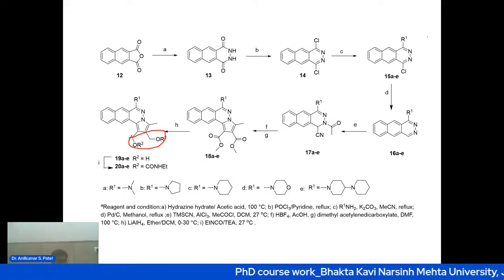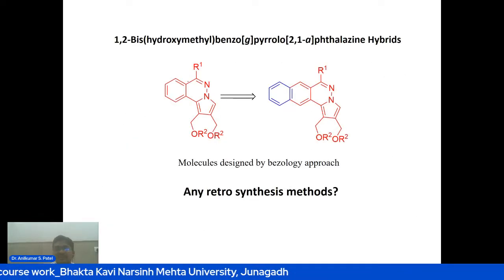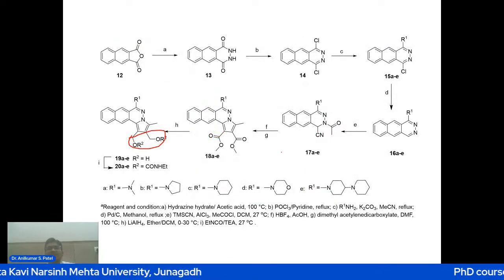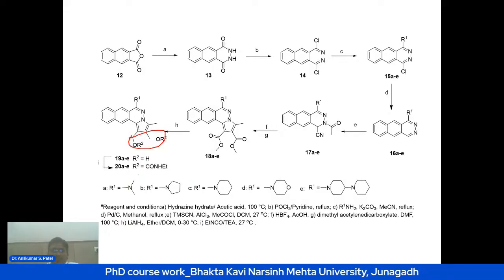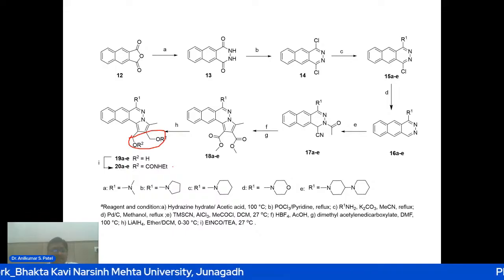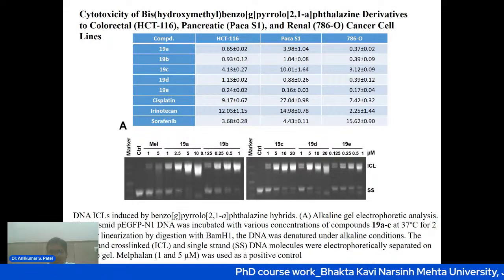So this is the scheme for the designs. We first designed these molecules, then we checked how they can be synthesized. So this way it is possible to synthesize. We prepared 19A to E as the diols and 20A to E as the ethyl carbamates. Now we have checked these compounds for cytotoxicity.